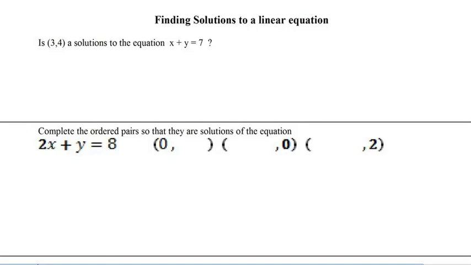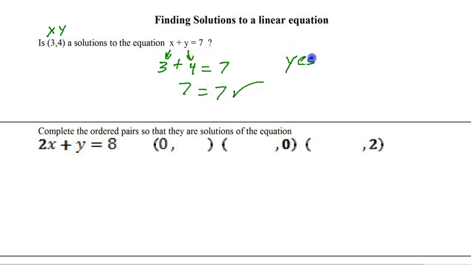Alright, these are called linear equations. We're finding solutions to them. You have two variables, an x and a y, and you have an ordered pair, x and y. If this is a solution to this equation, then when you plug it in, so substitute the x for the x and the y for the y, you get a true statement.